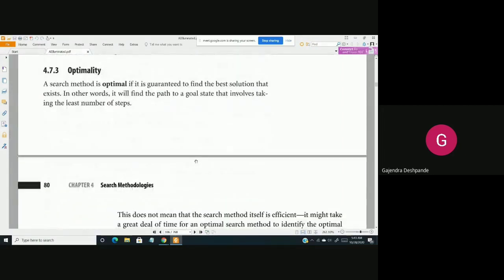Then the third property is optimality. So a search method is optimal if it is guaranteed to find the best solution that exists. Now note here that in a problem search space, there can be multiple solutions which can exist. Okay, but all those multiple solutions may not be the best.